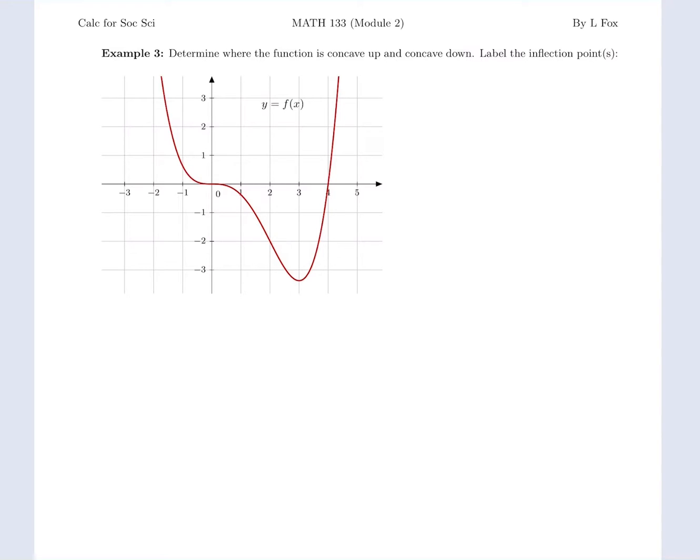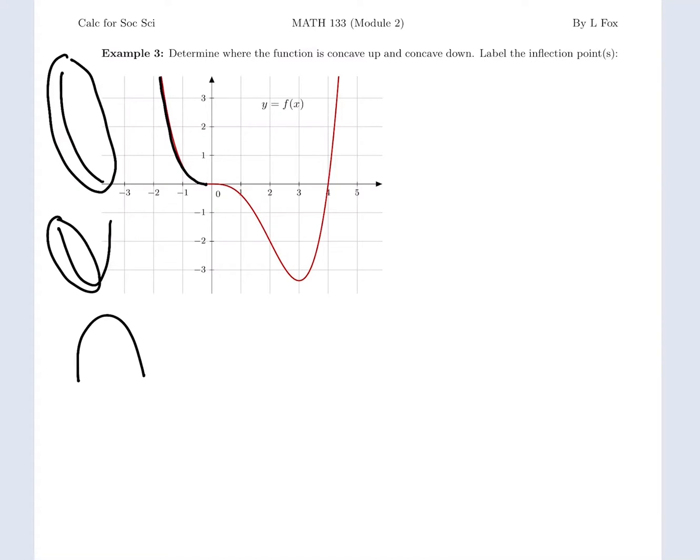So looking at this next graph, I want to figure out, does it look like a U or an upside down U? So I'm going to start tracing it and thinking about the shape. Well, the shape, if I draw it off to the side, would you say that looks like a U, or is it part of an upside down U? This piece looks like it could be part of this. So we're going to call the first piece of the graph concave up.